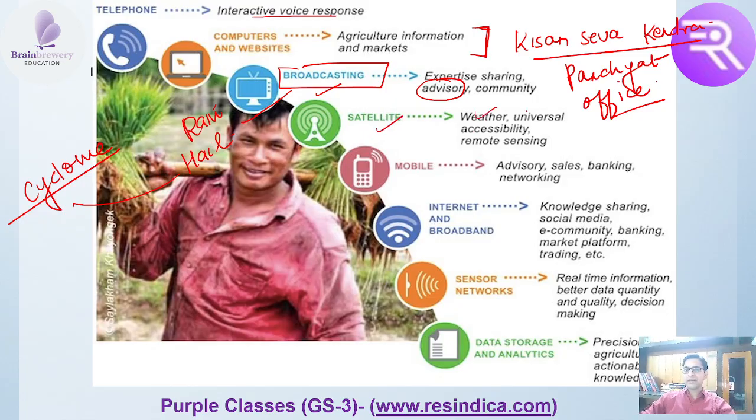Satellites can provide weather related information. Universal remote sensing satellites will tell you what type of crop is there, which area is under crop, how much is there, whether the crop is getting destroyed or not, and what the overall pattern of the crop is. Then mobile phone advisory, sales, banking, networking, all these things can be provided. Internet and broadband, obviously, give knowledge sharing, social media, e-community, where you can sit and discuss your concept with other farmers and take help from the community. Everybody will be there if you just connect to the internet.